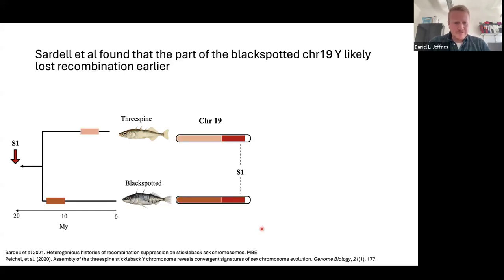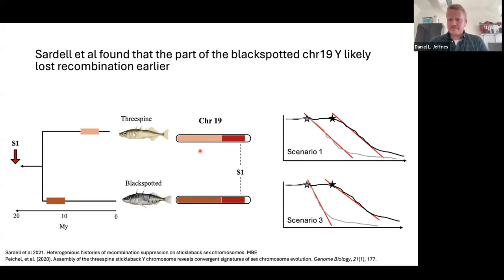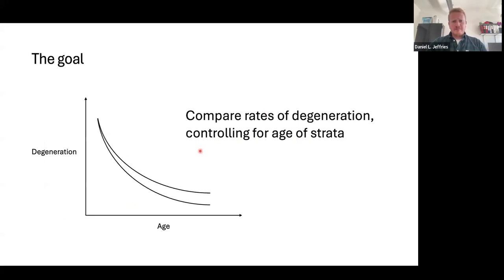In the Sardell et al. paper, they also dated different parts of chromosome 19 in both species and came to the conclusion that black spotted had indeed lost recombination in a large part of chromosome 19 earlier than three spine. So this means that we could have both scenario 1 or scenario 2 going on in this part of chromosome 19, the part that independently lost recombination. And so our goal initially was to try to control for these different ages of the strata and try to understand whether degeneration is occurring faster or not in the black spotted.